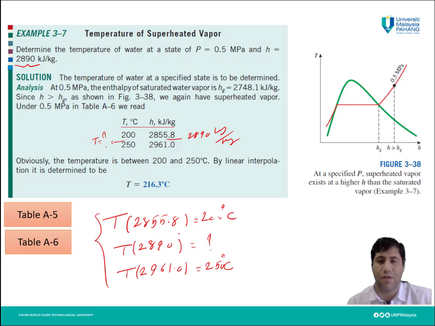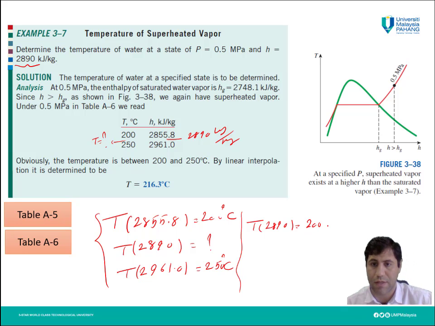Okay, so we have this. Then let's write the equation for interpolation. Simply we can write this equation: the temperature for 2890 kilojoule per kilogram of enthalpy is equal to, write like this, 200 plus the slope, which is this minus this, and also the temperature.